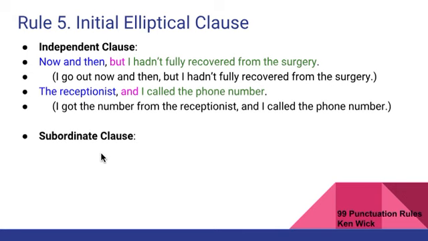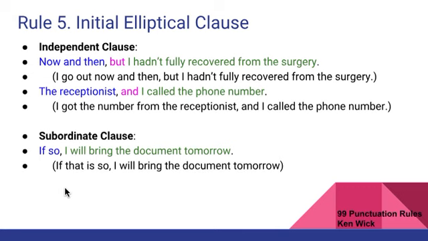So subordinate clause. Examples are, because these will now start with, the subordinate clause starts with a subordinating conjunction. It's the only way to tell. So maybe you have, if so, I will bring the document tomorrow. Well, this "if so" is just a phrase. No subject, no verb. But it probably stood for something much longer, like, if that is so, I will bring the document tomorrow. Now you have a subordinate clause, and we'll separate it with a comma.